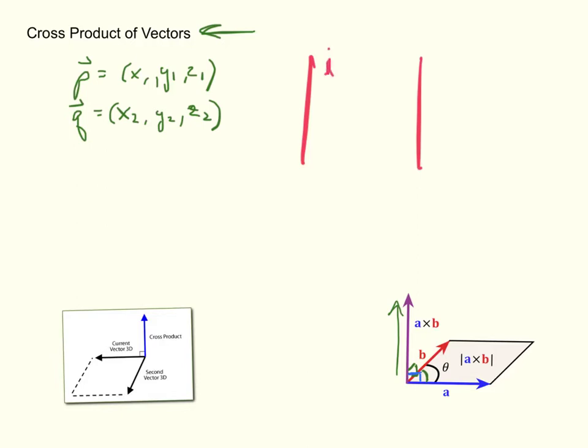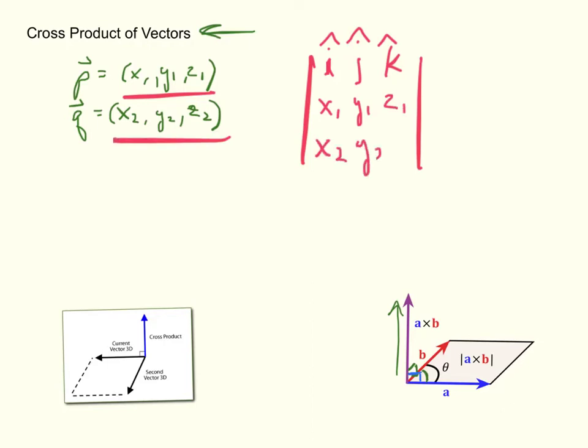Oh, sorry, that's an i, j, k. Okay, unit vector, unit vector, unit vector. And then you're going to take your first vector and write that down, whatever x1, y1, z1 is. And then you take your second one, whatever that is, you plug it in here, x2, y2, and z2. That right there gives you a 3x3 matrix, and we're going to find the determinant of that.